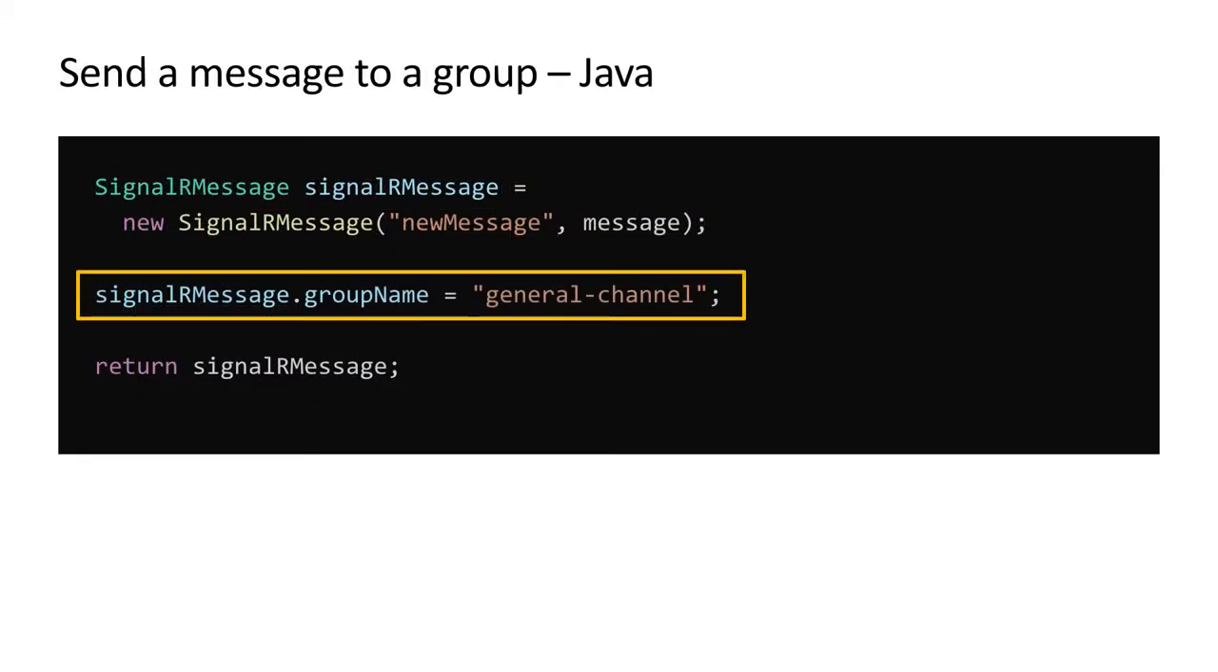And now to send a message to a group, it's just like we did before, but we have to set an extra property called the group name. And now this message will only go to connections in that group.